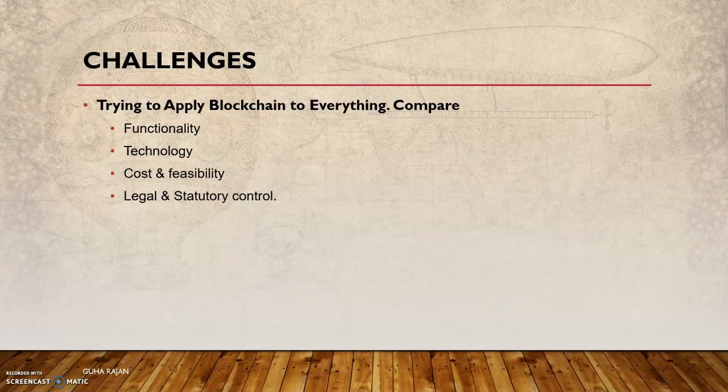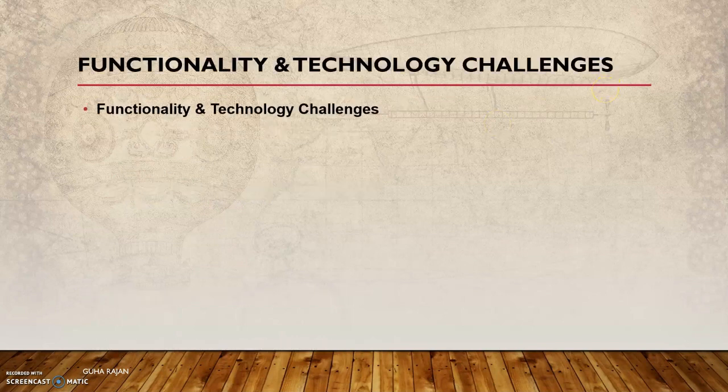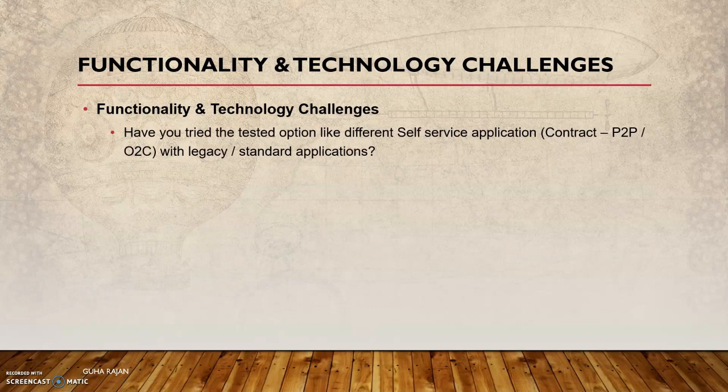So for blockchain, we are trying to compare based on functionality, technology, cost and feasibility, and legality and statutory control. The first and foremost is trying to apply blockchain to everything. That's highly not possible. We'll also look at the other challenges on functionality, technology, cost and feasibility, and legality and statutory control. The first is functionality and technology challenges.